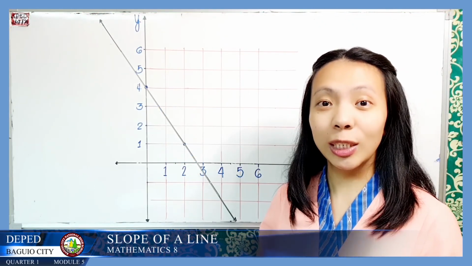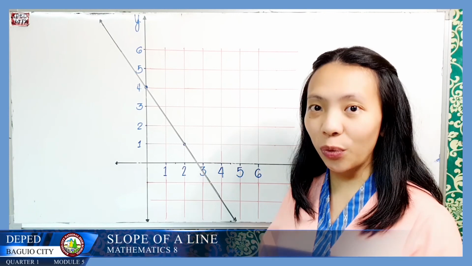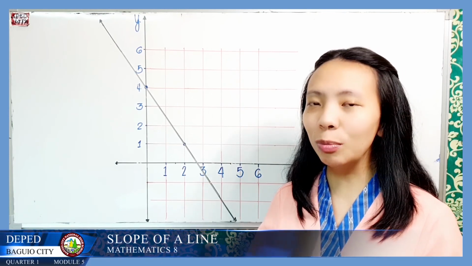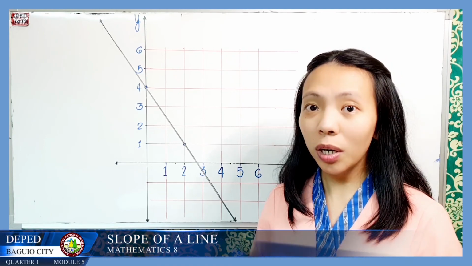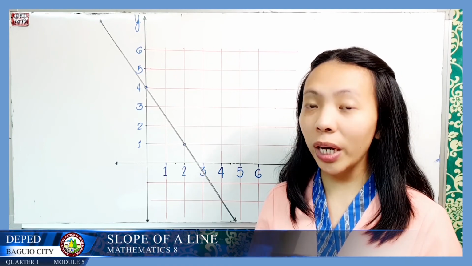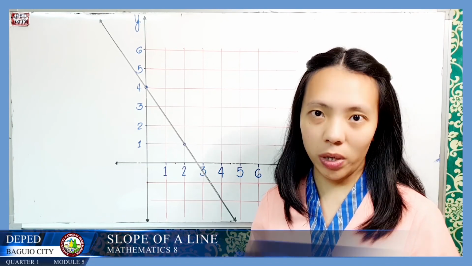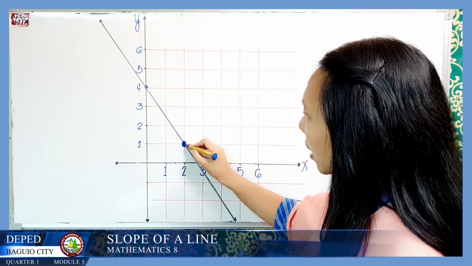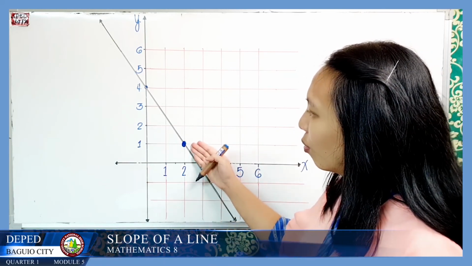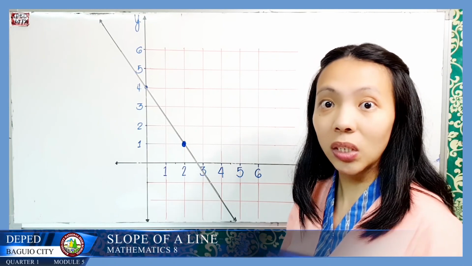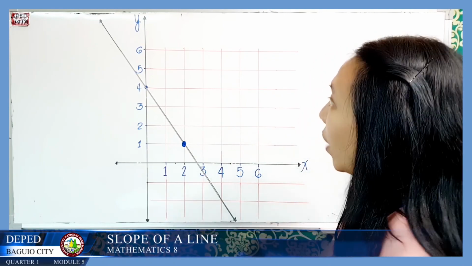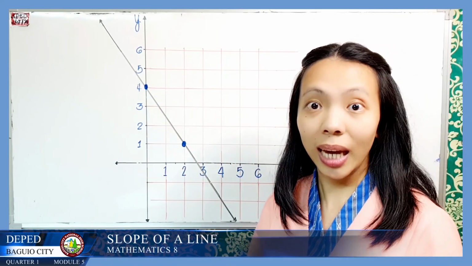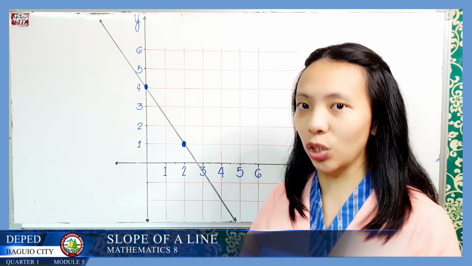In determining the slope of a line, given the graph of the line, we are going to locate any 2 points on the line. It is more practical to make use of points that have integral coordinates. For example, this point here is located at (2, 1). Its coordinates are integral. The other point is the point which is located at (0, 4). Again, its coordinates are integers.